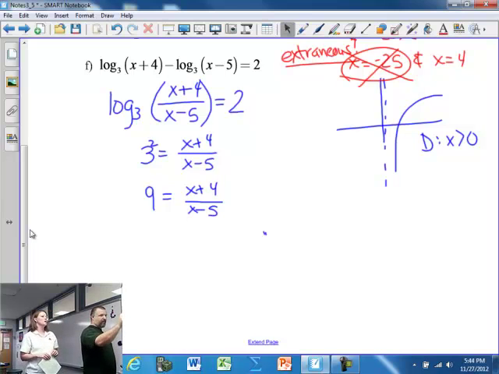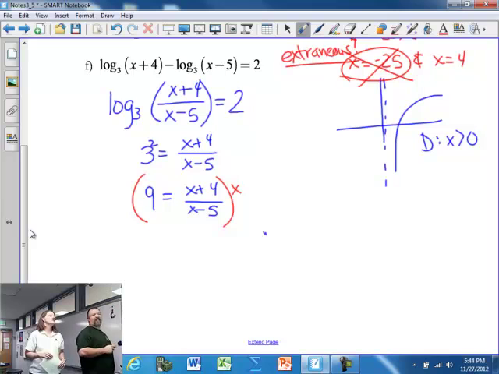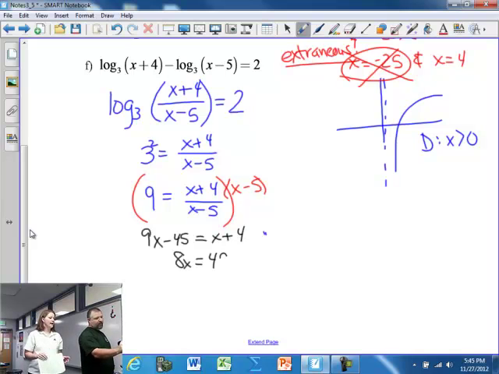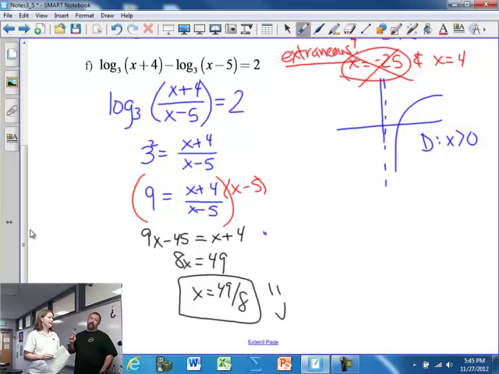So we have to get rid of this x minus 5 in the denominator. We're going to multiply both sides of the equation by x minus 5. On the left-hand side, we're going to have 9 times x minus 5, which is 9x minus 45. And it's going to equal x plus 4. Keep solving, algebra 1. Move your x's, move your 45s. Divide. And actually, if you want to leave it 49/8, that's a beautiful answer.